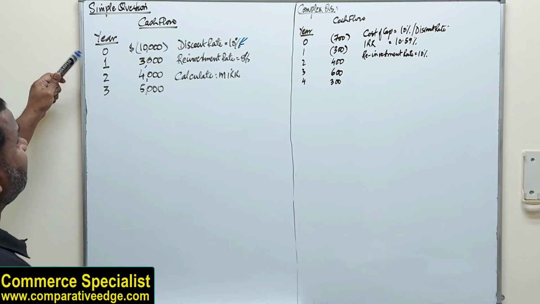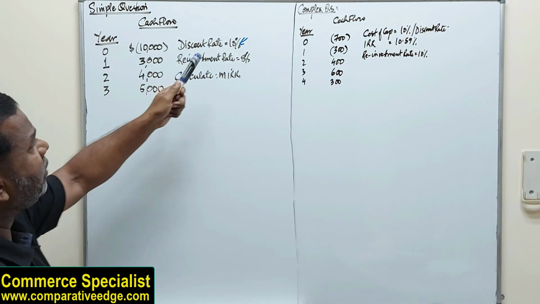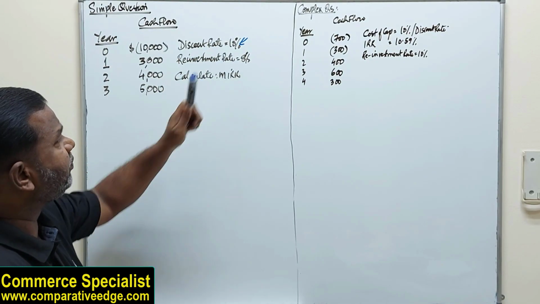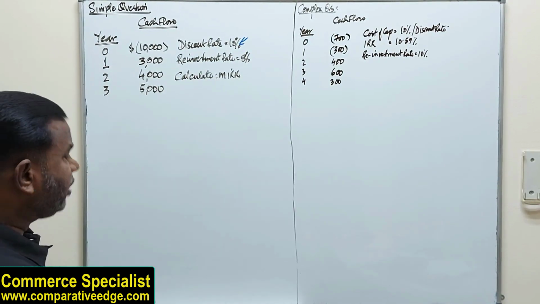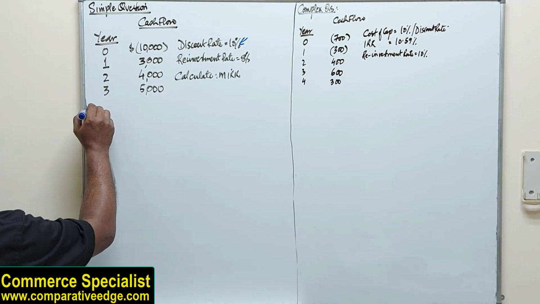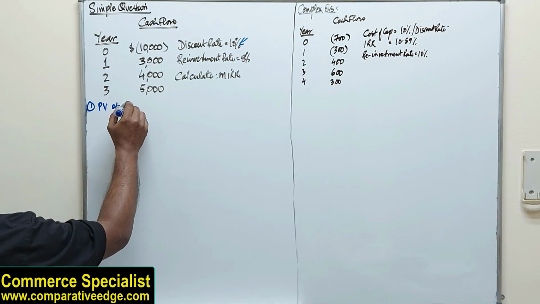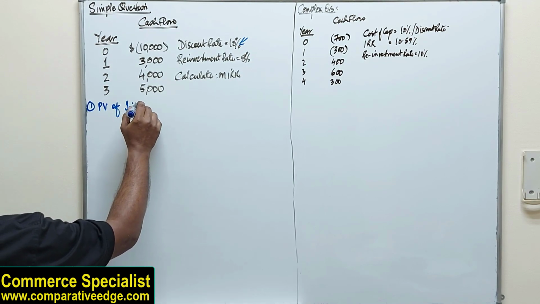Here if you look at again, the initial investment is 10,000, the cash flows are given, discount rate is 10%, reinvestment rate is 8%. To calculate MIRR, we need two information. Number one is the present value of initial investment.